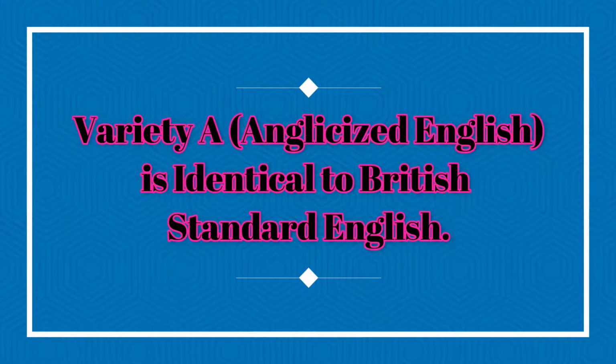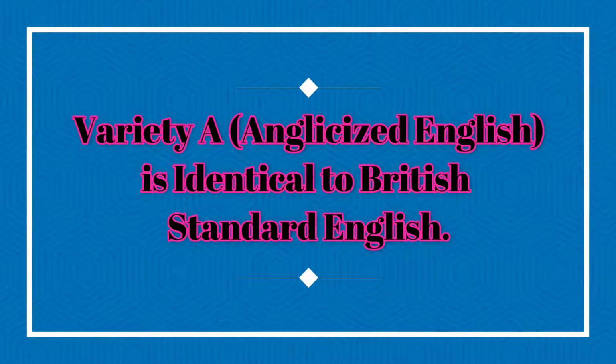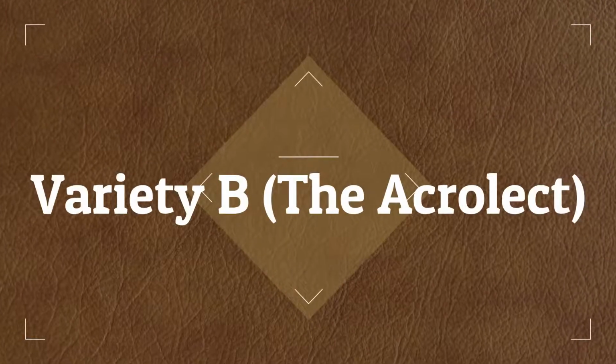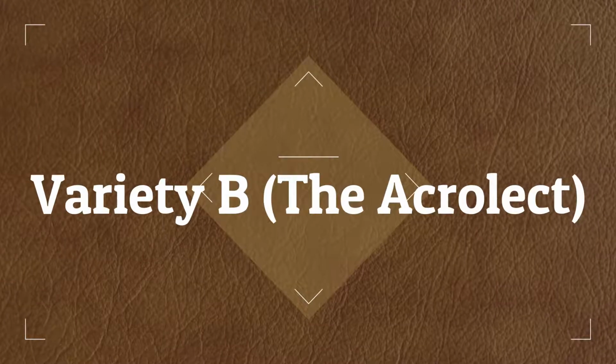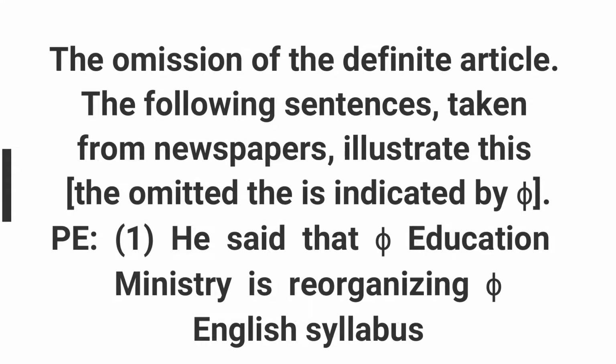The anglicized variety or variety A of Pakistani English. This variety is identical to British Standard English in terms of morphology and syntax. In variety B, we have some deviant features. Let's discuss. The first feature is the omission of the definite article. In some cases, the definite article is omitted in Pakistani acrolect variety.